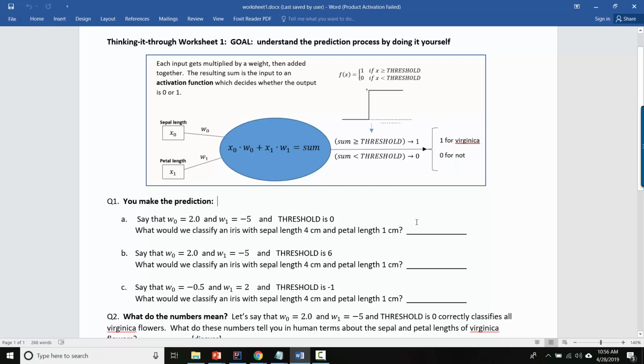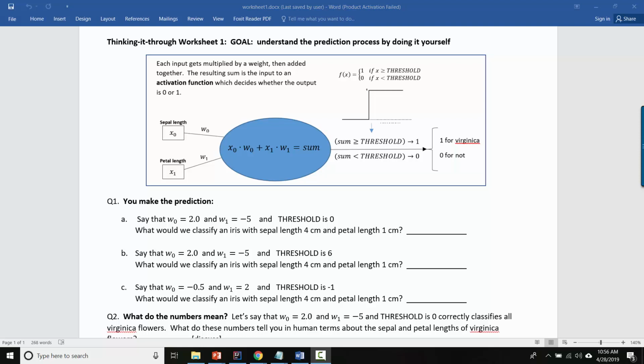So that's the thing that we'll end with. You should go ahead and try this right now. For example, let's say W0 is 2 and W1 is -5, and the threshold we're using is 0. Think about what this perceptron would classify an iris that has a sepal length of 4 and a petal length of 1 as. Would it predict Virginica or not Virginica? I want to pause for a second, and you should also pause, and try to decide what your answer is for A, B, and C here. Real answers in a second.